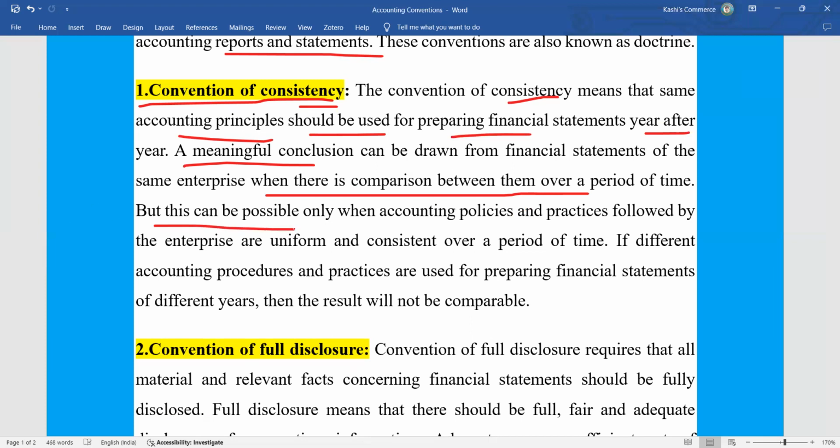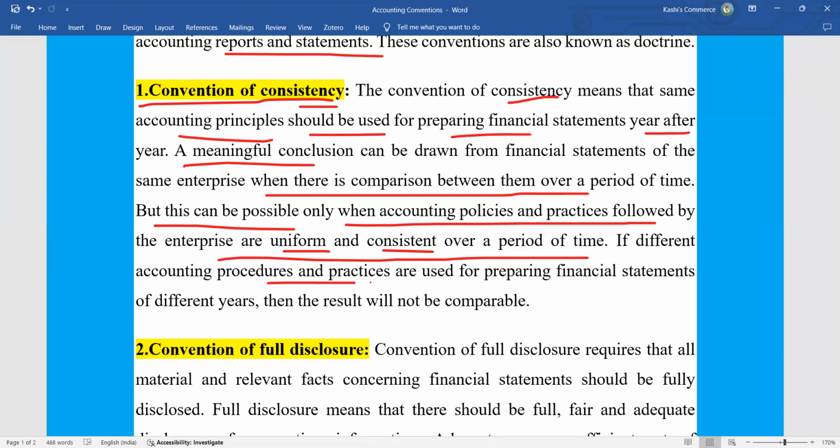But this can be possible only when accounting policies and practices followed by the enterprise are uniform and consistent over a period of time. If we follow this convention of consistency, the same principle or the same policy, then we can compare our financial statements when there is uniformity and consistency.